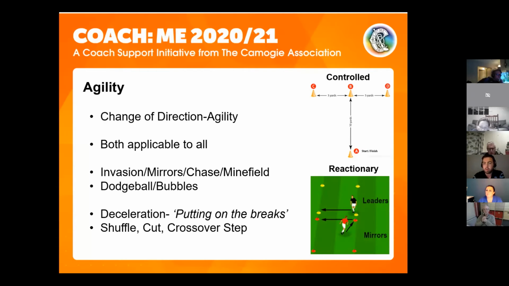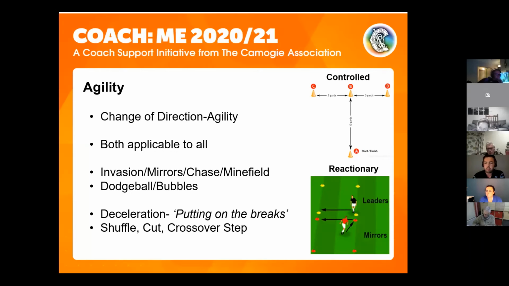The drill below is a mirrors game where I have my yellow box, you have your red box, and you copy my movements in your box. So if I go to the top right cone, you'll come to the top left, as the diagram shows. So that's what we're talking about, reactionary. There's a place for both of them in all the sessions and at all age groups.